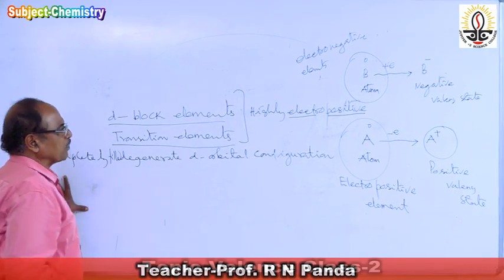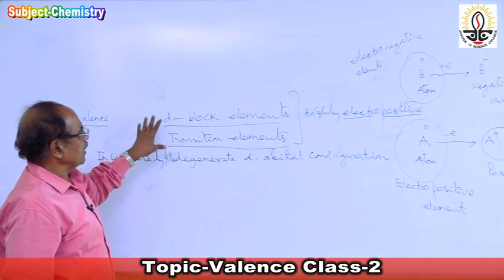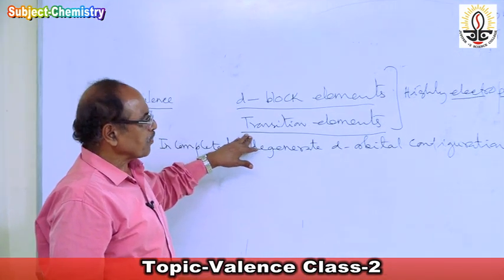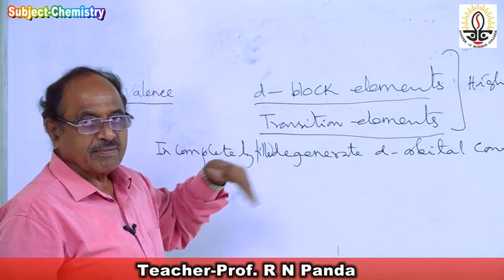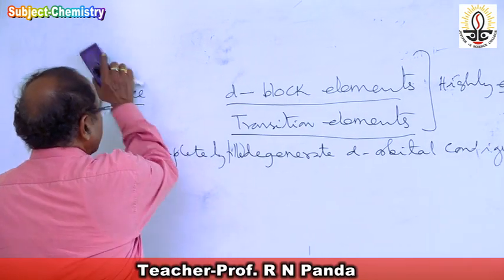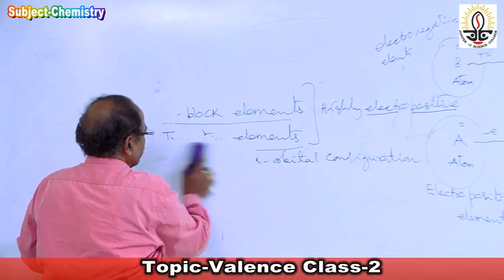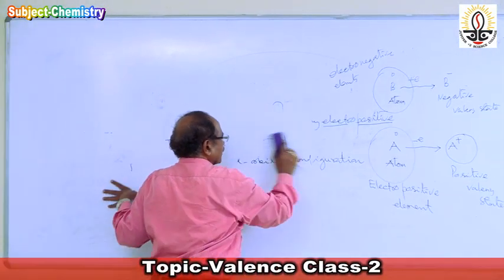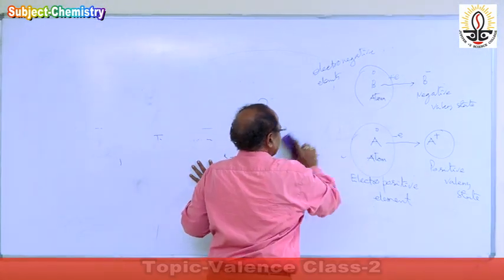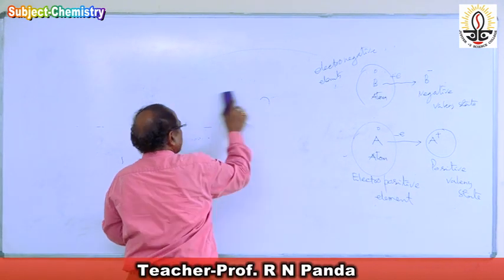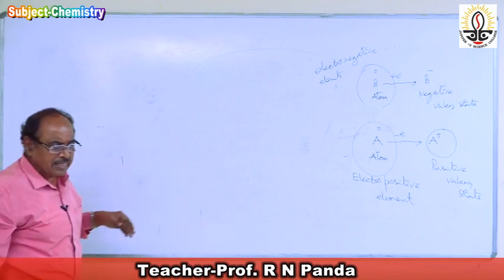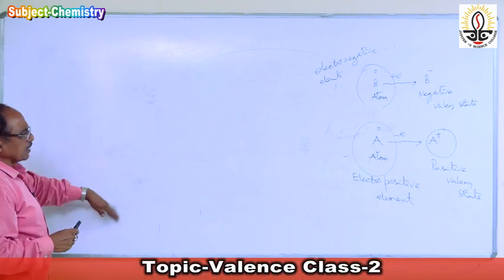So I am coming to D block elements. They are transition elements. They are metals. They are highly electropositive, means they will give electron and take part in chemical combination. Hence they exhibit positive valence state. And that positive valence state is variable. So very commonly known elements I am writing. There are so many elements.